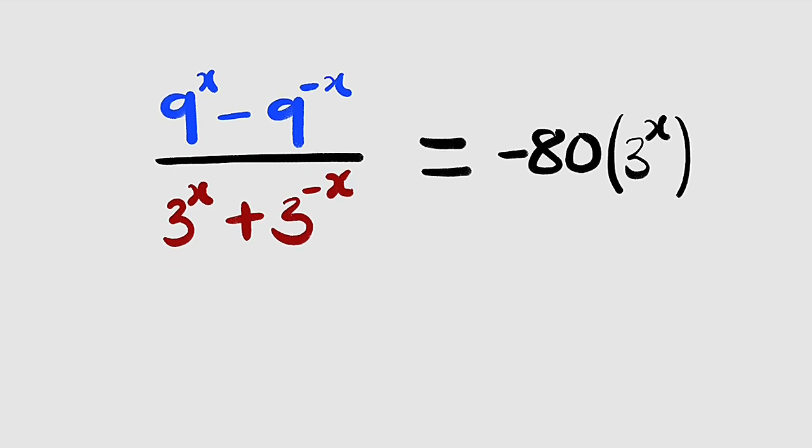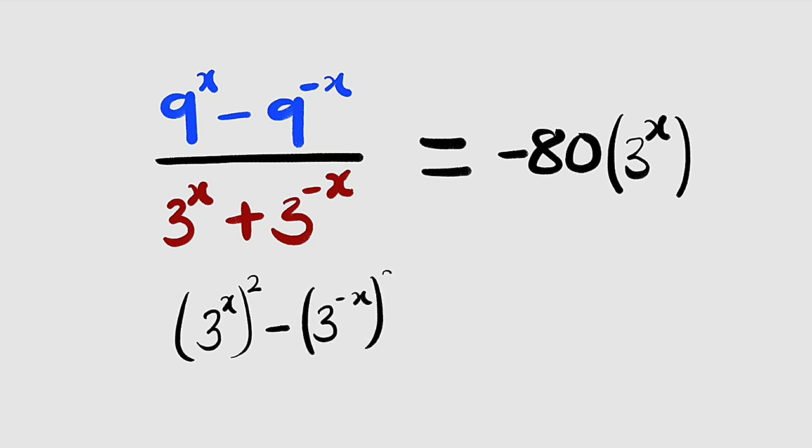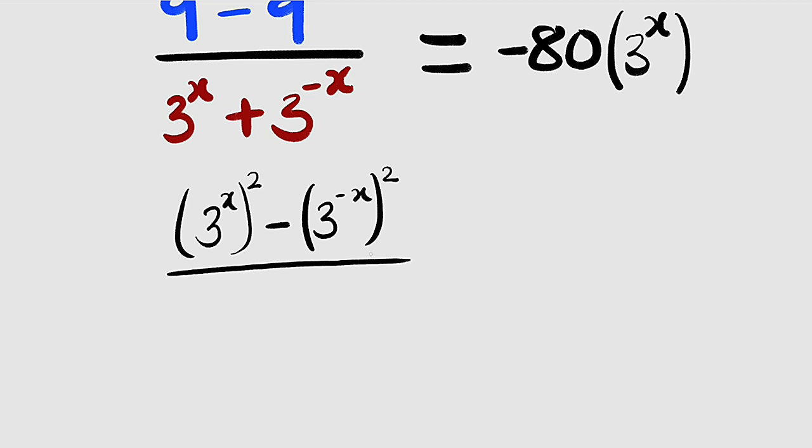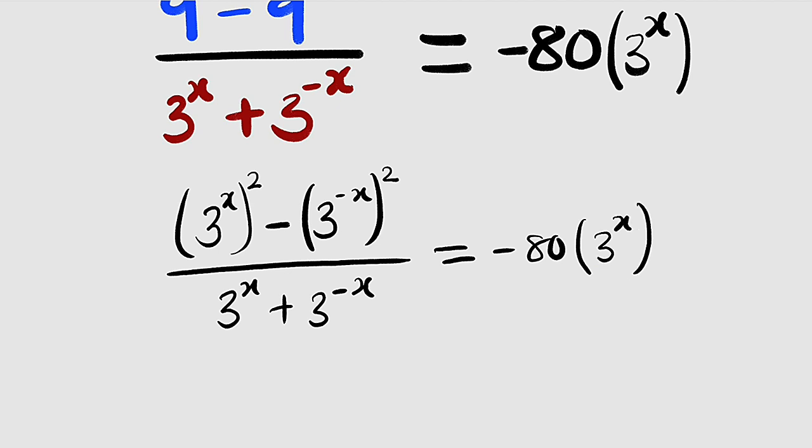So 9 to the power of x is the same thing as 3 to the power of x, all squared, minus 3 to the power of negative x, all squared. Our denominator is 3 to the power of x plus 3 to the power of negative x, which is equal to negative 80 multiplied by 3 to the power of x.